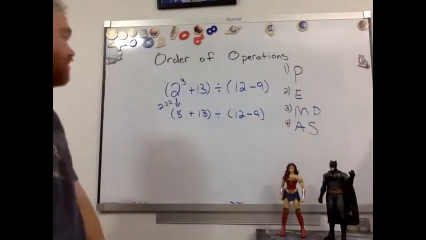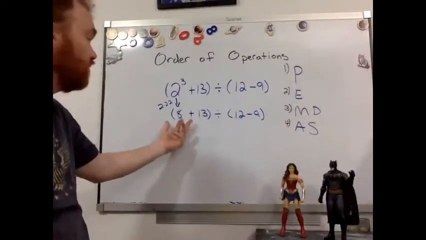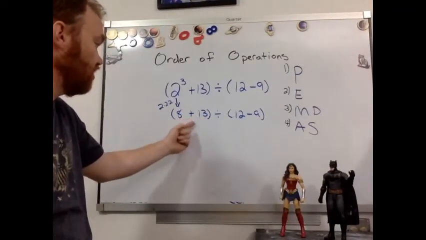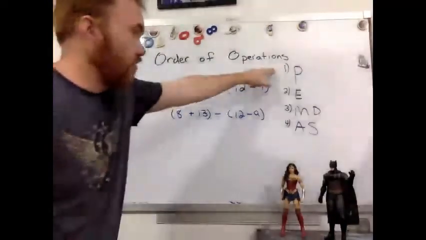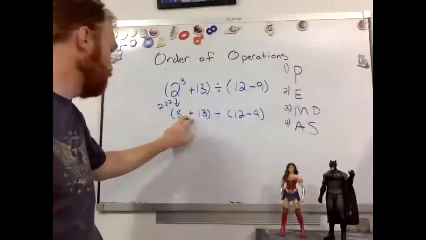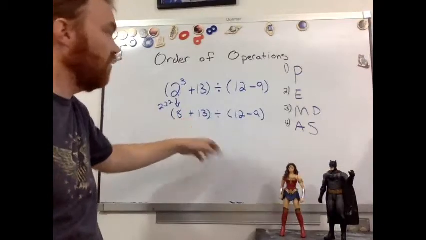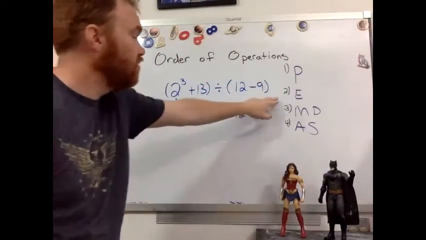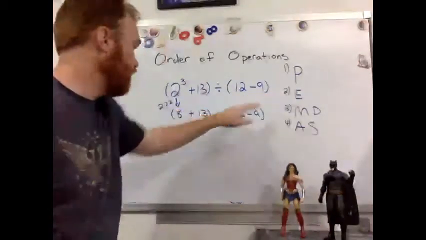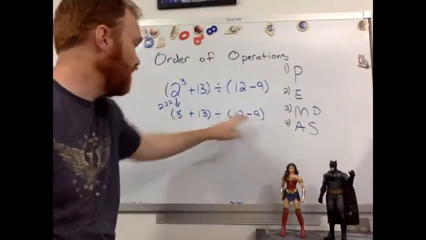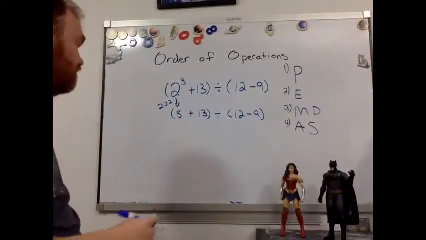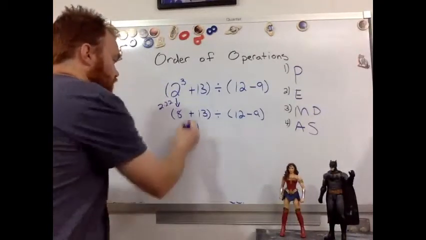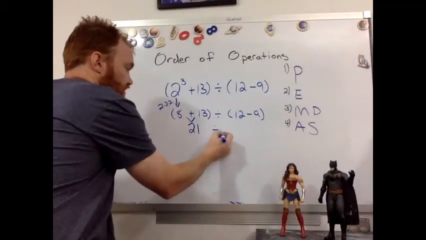Now notice I still have this set of parentheses because I haven't created a whole value here yet. I still have an operation here. Go back to the top, parentheses. Yep, I have a set of parentheses. In those parentheses, do I have other parentheses? Nope. Do I have exponents? Nope. Do I have multiplying or dividing? Nope. Do I have adding or subtracting? Yes. 8 plus 13 gives me 21. And then I bring everything else down.